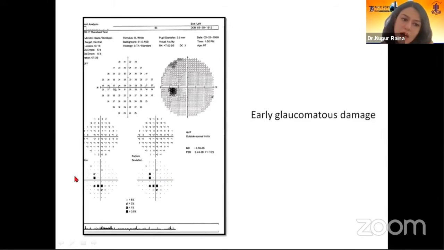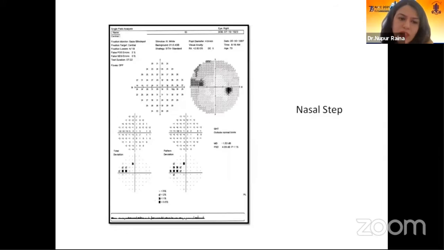Here, 2 out of 3 of the modified Anderson criteria are followed, and there is a small paracentral scotoma on the total deviation plot, which remains on the pattern deviation plot. So we can suspect early glaucomatous damage here, but clinical correlation is very important. Here again, we see a small scotoma, which presents both in the total deviation as well as the pattern deviation plots. It follows the horizontal midline and is present in the nasal area. This is called a nasal step, and is also one of the features we see in early glaucomas.